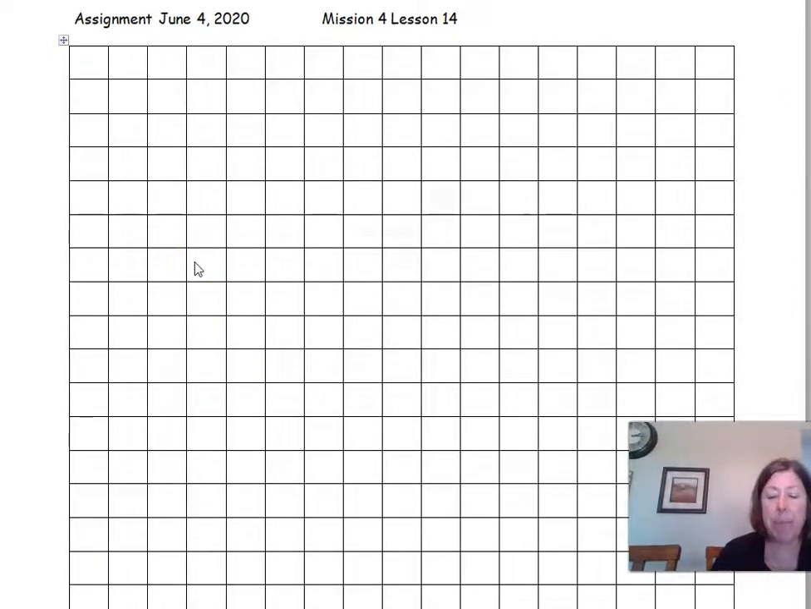I'm going to do the base of the triangle first, which is the bottom, and I'm going to make it an even length. And I'm going to go down, let's say 1, 2, 3, 4, 5, 6, 7. And then I'm just going to go 4 squares in length.